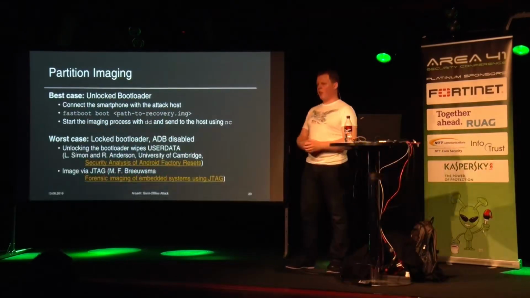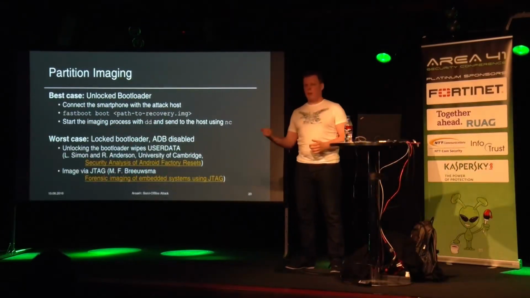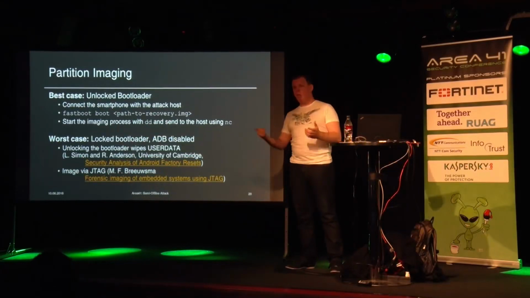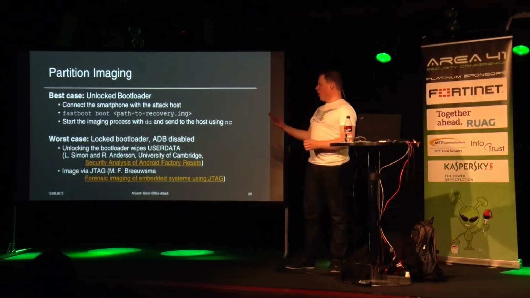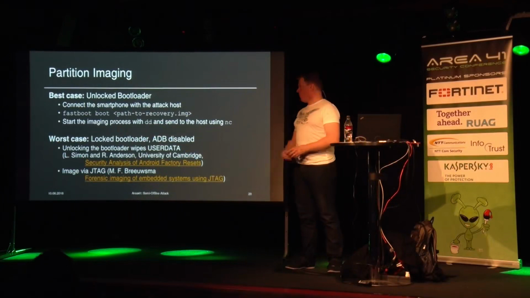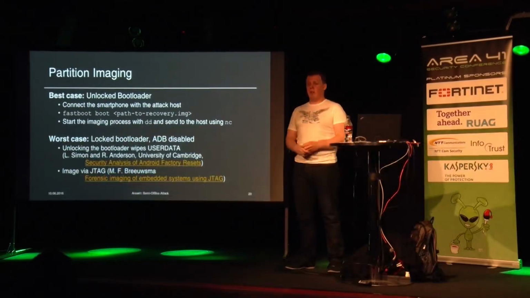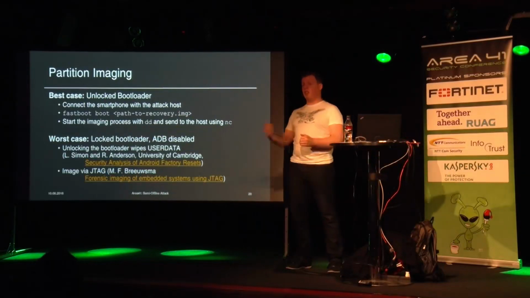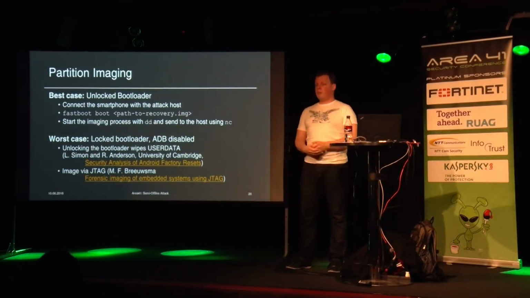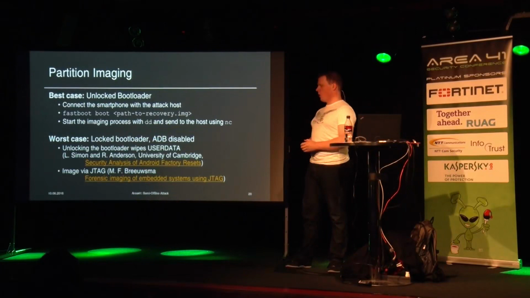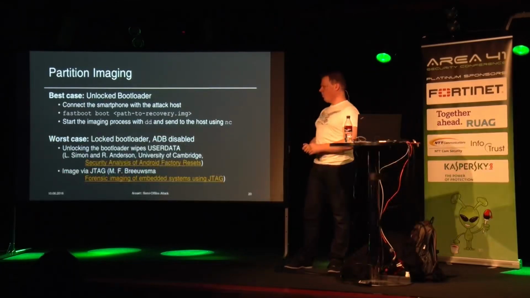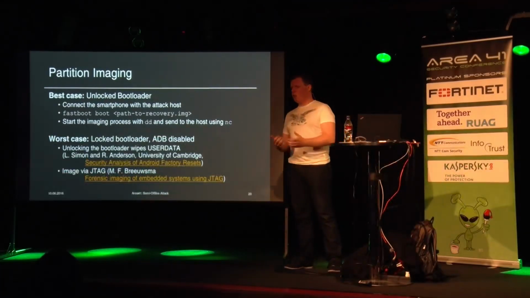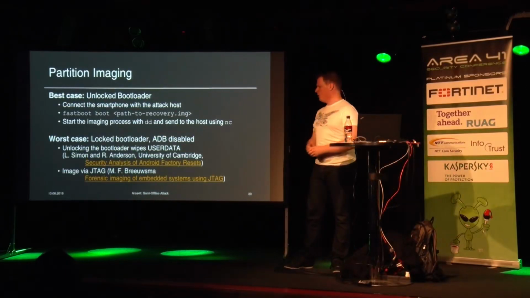So I'm now the attacker. In the best case scenario, there is no locked bootloader. If you have an unlocked bootloader, lock your bootloader. I just boot the recovery image, look for where the partition is residing, image it with DD, send it over to the attack host with NC, and it's done. Quite straightforward.